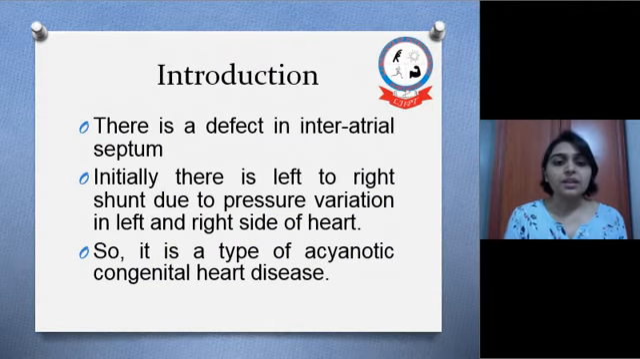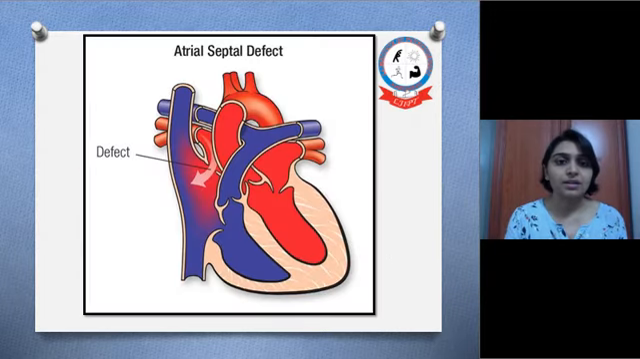There is a defect in the interatrial septum. Initially, there is a left to right shunt due to pressure variation between the left and right side of the heart. So, it is a type of acyanotic congenital heart disease. The patient with ASD does not have cyanosis initially. That's why it is known as acyanotic congenital heart disease.